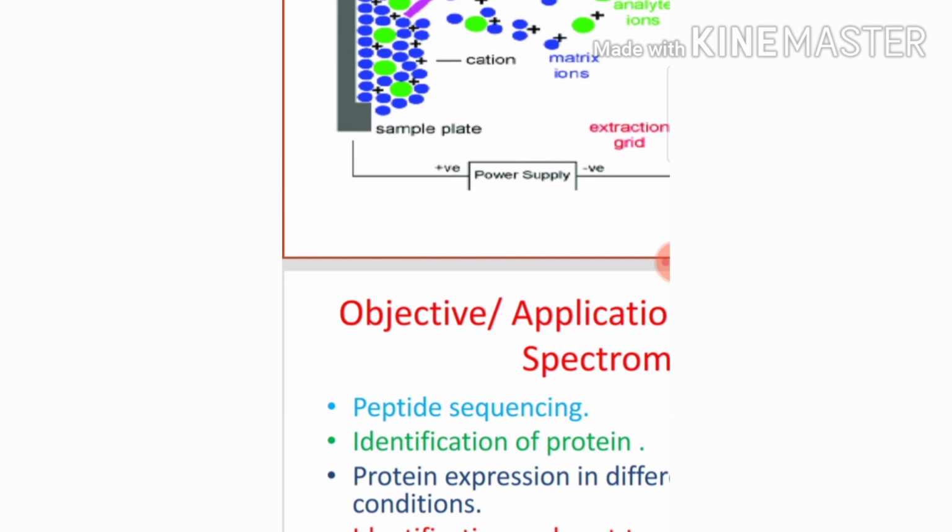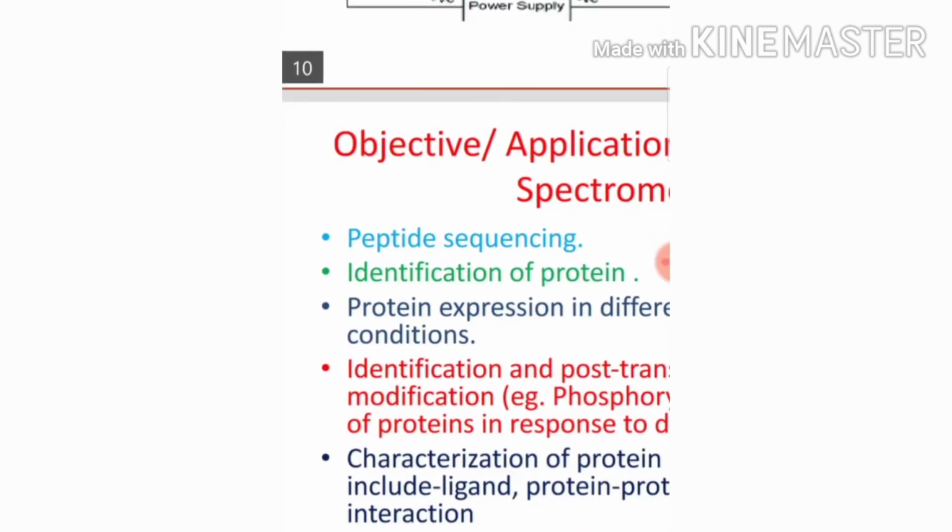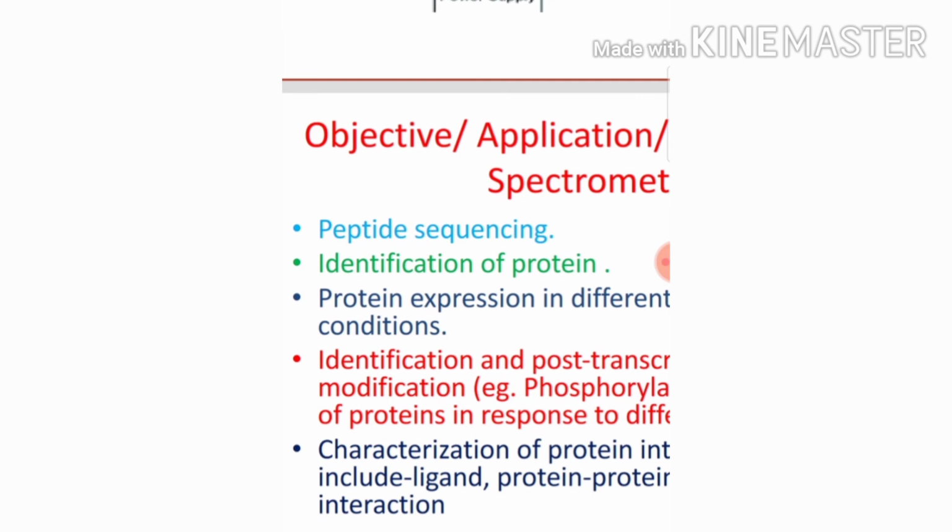Now in the next heading of this topic, mass spectrometry, we will try to find the application part of mass spectrometry, and what is the need of it. The purpose of mass spectrometry, on the basis of the chapter protein structure and engineering, is peptide sequencing. We are going to sequence the peptide. How are we going to sequence the peptide? The last step is the MALDI-TOF.